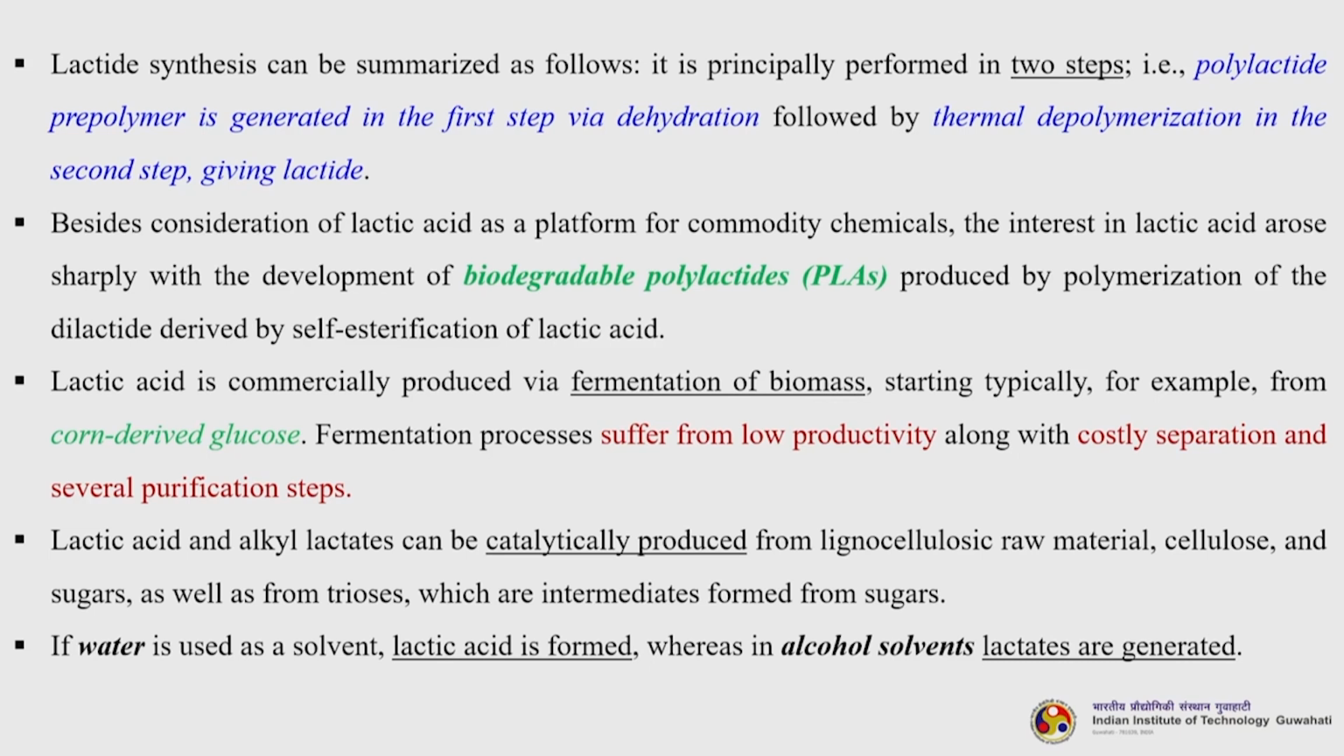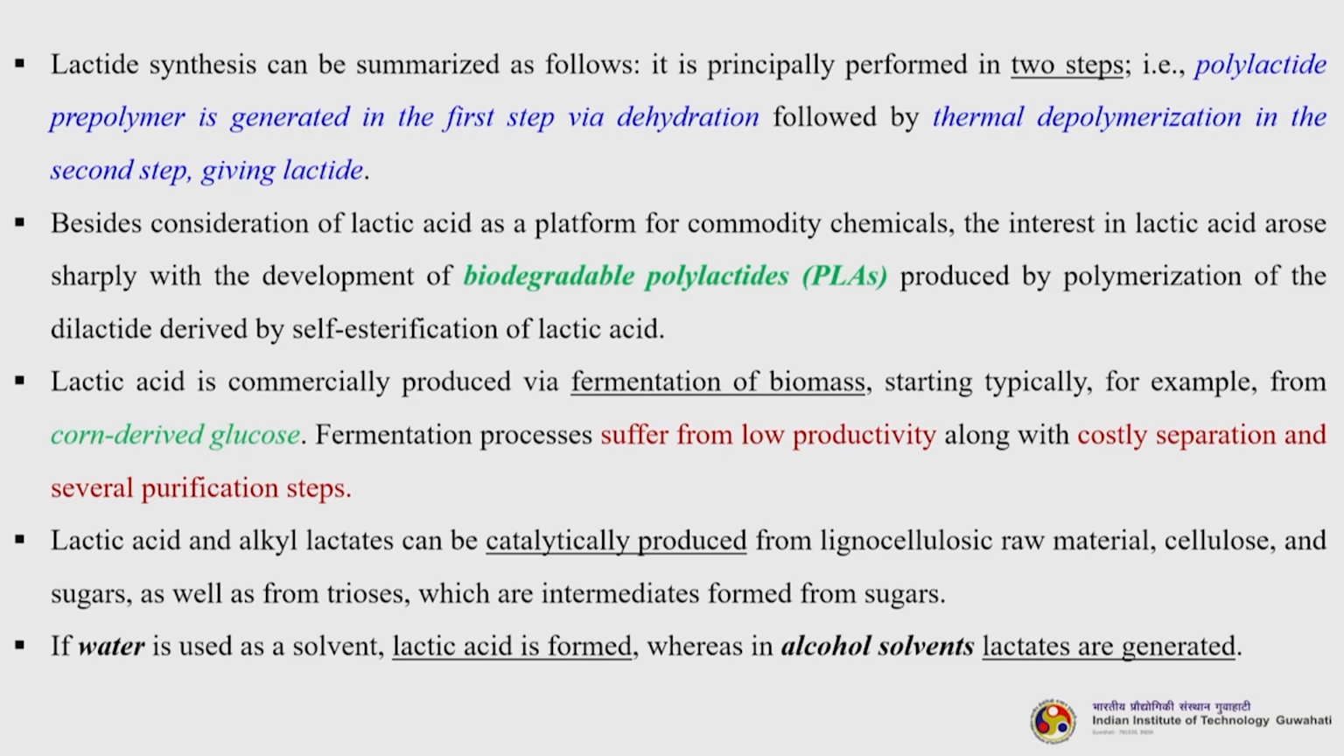Now, we will discuss how PLA is also produced. Lactic acid is commercially produced by fermentation of biomass, starting typically, for example, from corn-derived glucose. Fermentation processes suffer from low productivity along with costly separation and several purification steps. That is the usual drawback of any fermentation process.